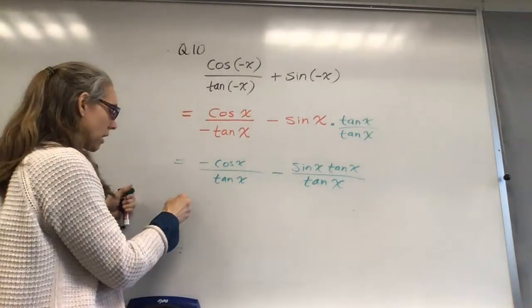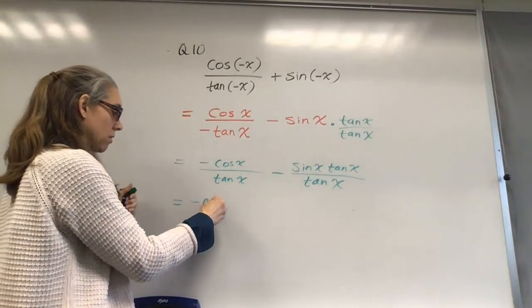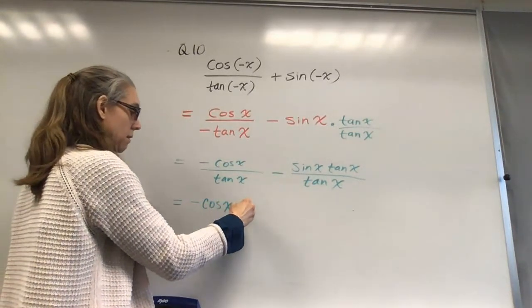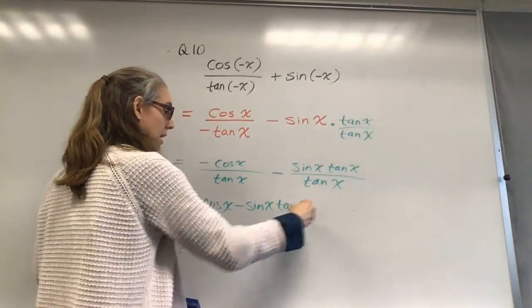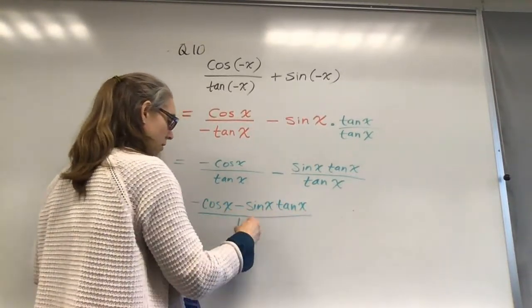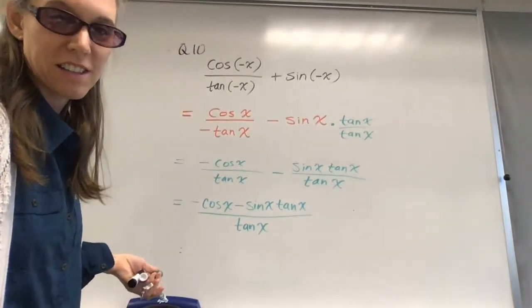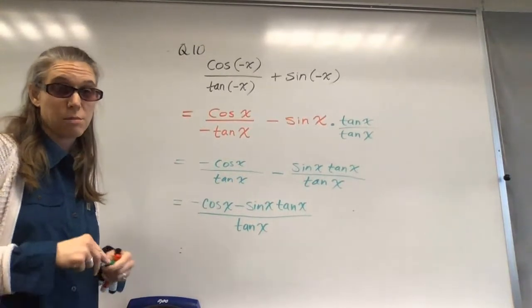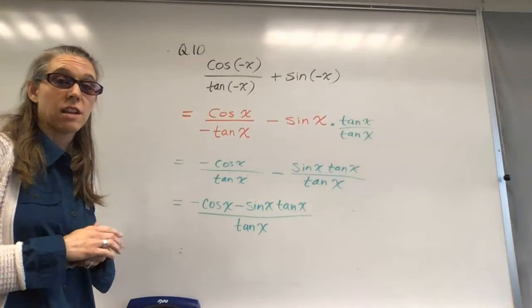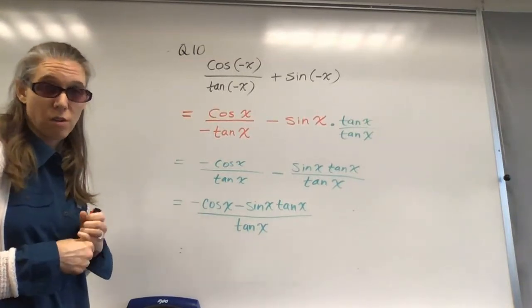Okay, so now when I combine this into one fraction, I have negative cosine x minus sine x tan x over tan x. Now this is not simplified, is it? You have to just keep going until you get it simplified, and sometimes it's a matter of trial and error, and sometimes you might run down a rabbit hole and have to start over.